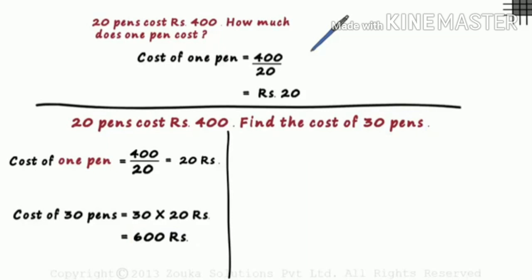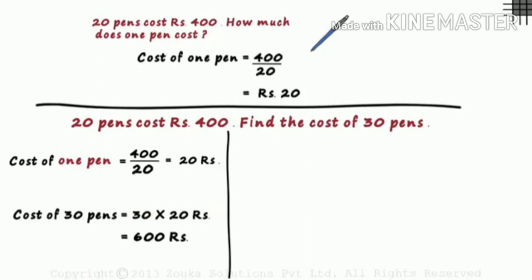Let's analyze what we just did. We were given the cost of a set of pens and we were asked to find the cost of another set of pens. Here we are given the total cost of 20 pens. We have been asked to find the cost of 30 pens. To find the total cost of 30 pens, we first found out the cost of one pen using this information. And then we found the cost of 30 pens by multiplying the cost of one pen with 30.